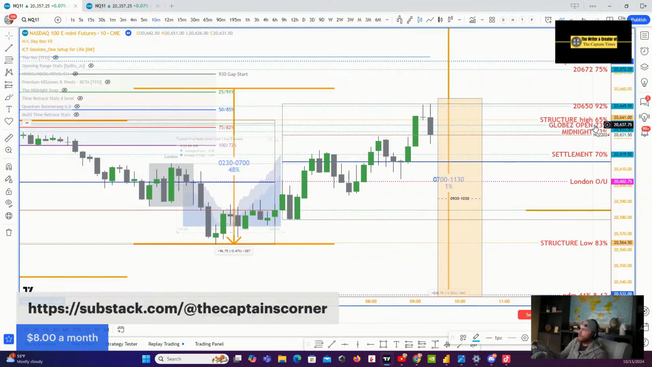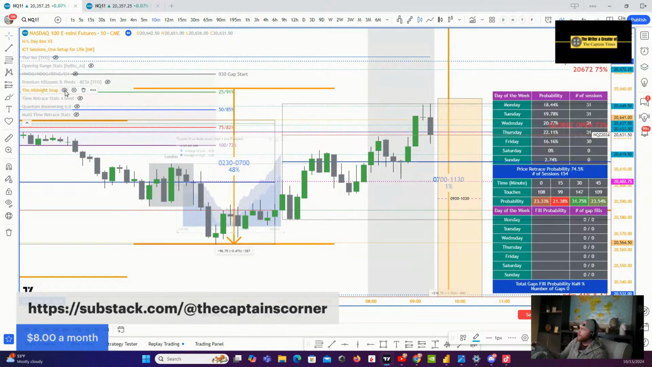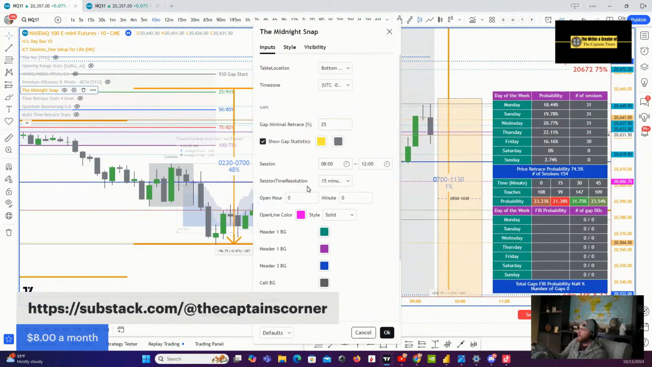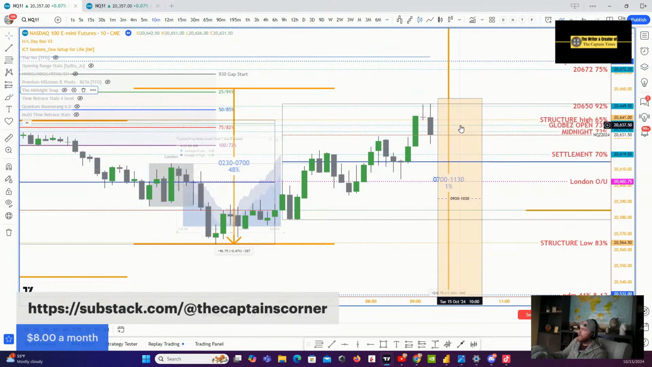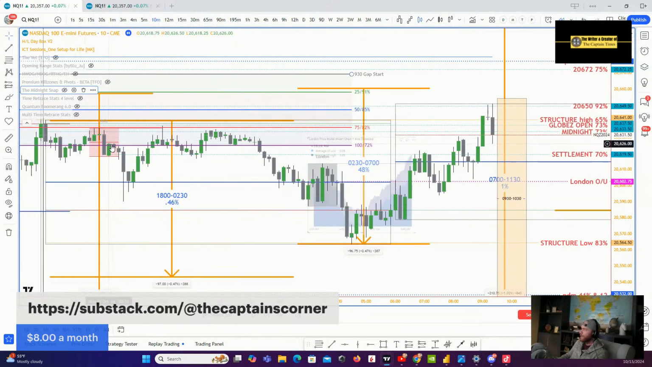Now there's a difference between just coming over here to a midnight snap and saying, hey, what's the highest probability of a midnight retracement? It will tell you 74% out of the last 154 sessions, right? Which is cool. And then factoring in what variables Asia gave you and London gave you.